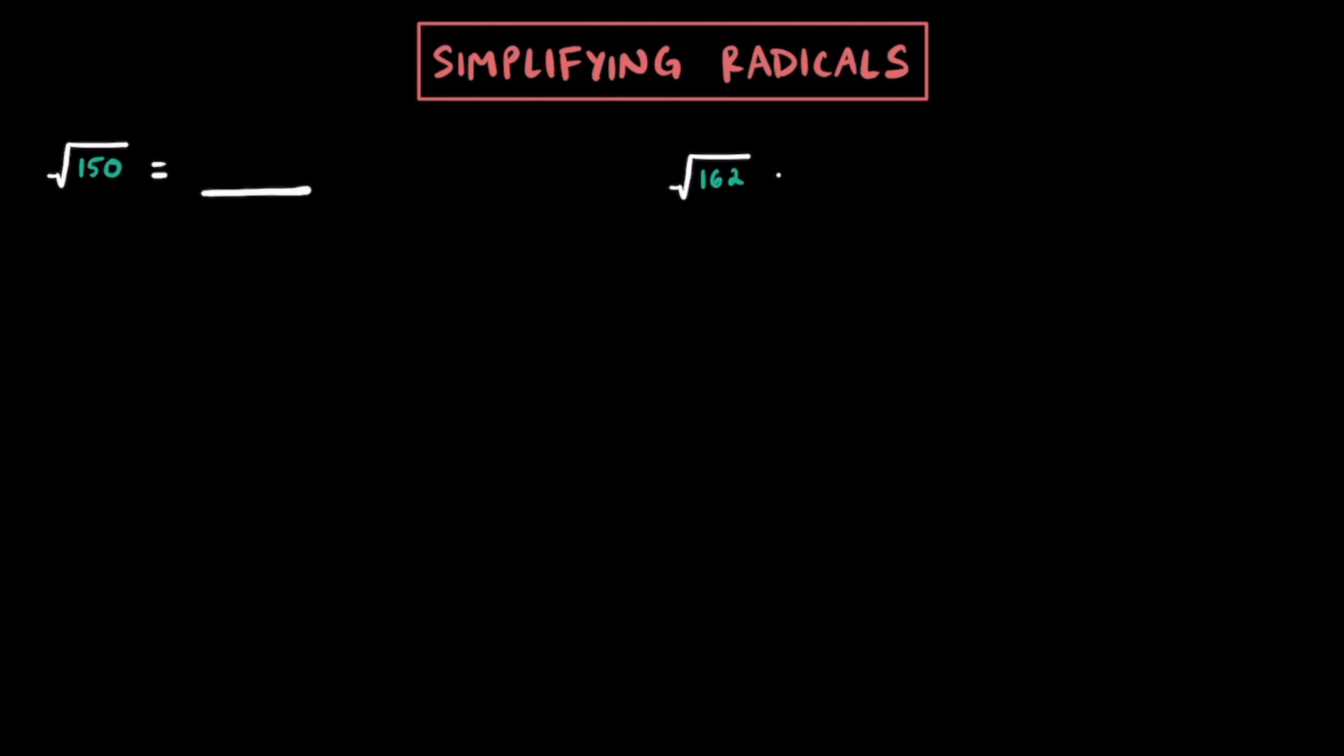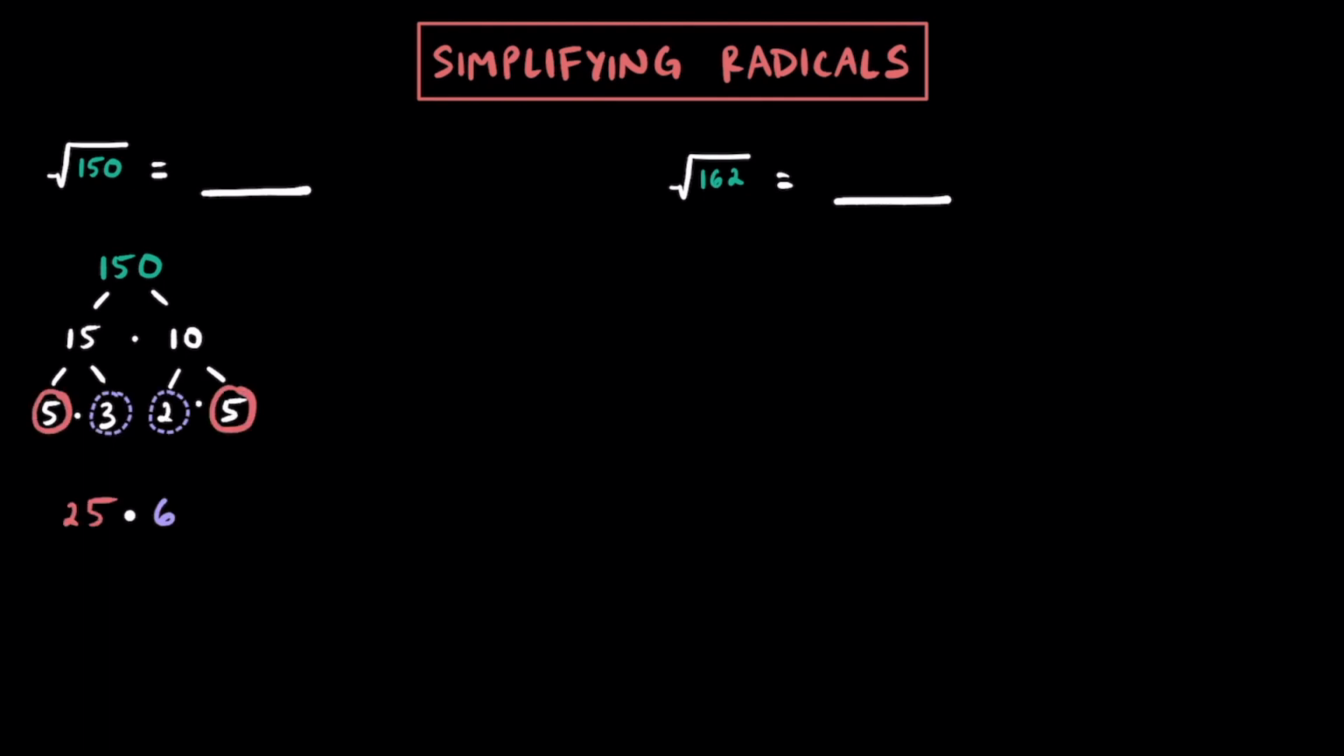For the square root of 150, the prime factorization is going to be 5 times 3 times 2 times 5, and pairing together the two 5's, we get 25, and the leftover 3 and 2 make 6, so we can write the square root of 25 times the square root of 6. The square root of 25 is equal to 5, so our simplified radical is going to be 5 root 6.